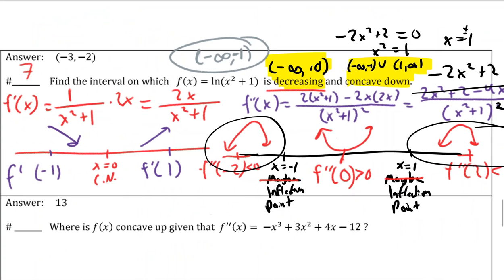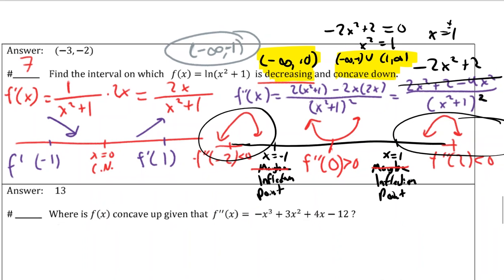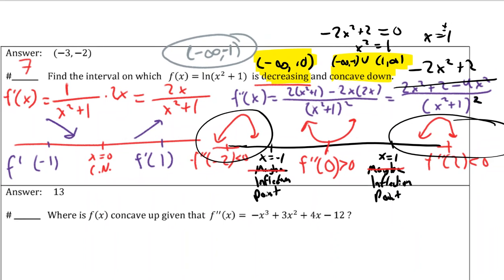Okay, so a lot going on in that one, but I had to think about where it's decreasing and increasing with the first derivative, where it's concave up, concave down with the second derivative. The derivative was a little bit harder. It had chain rule. The second derivative had quotient rule. Again, those things don't go away. They just don't happen as frequently. But any final questions about number 7 before we wrap this one up?